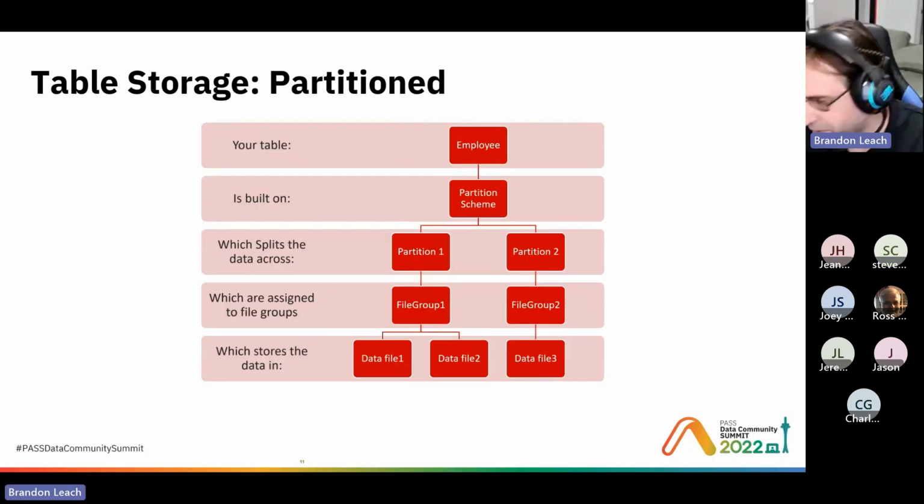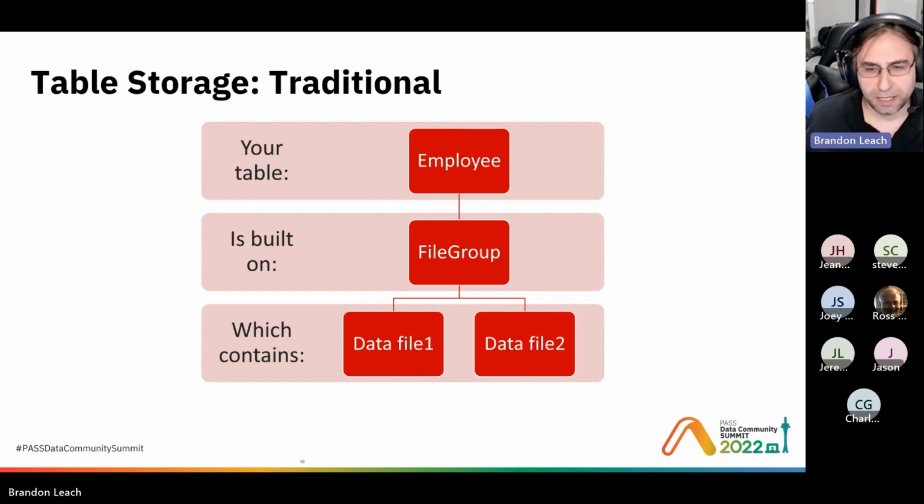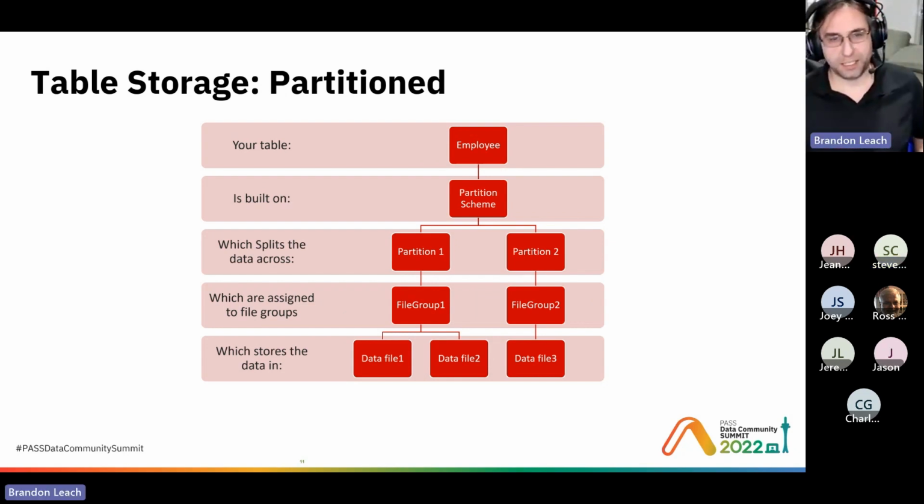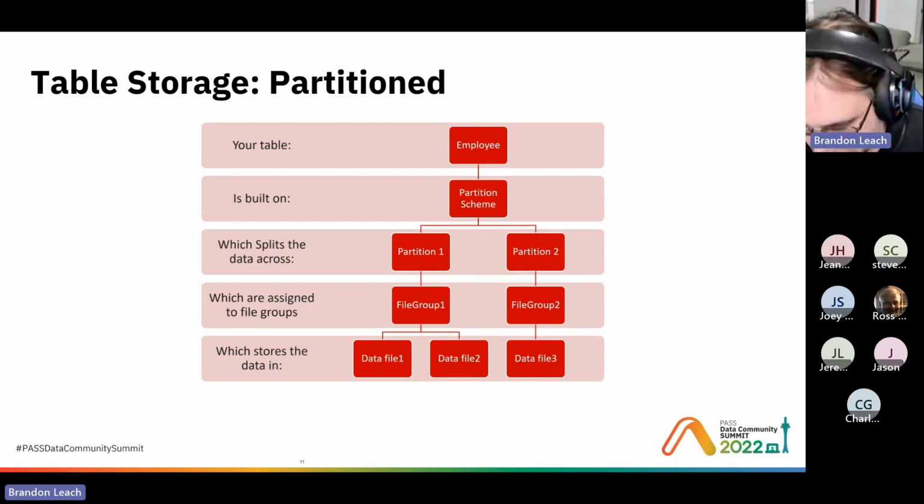However, when we partition, what happens is we build our table on top of a partition scheme, which will split the data across one or more file groups, right? So we get our partitions from the scheme. Those partitions are assigned to file groups. They can either be assigned all to the same file group or to different file groups. And each of those file groups, as we stated, has their own set of data files. So you can see much simpler without partitioning, more complicated with partitioning. Now, here's a secret. You're using partitioning today, even if you're not using partitioning today. The reason for that is every table by default has a minimum of one partition.